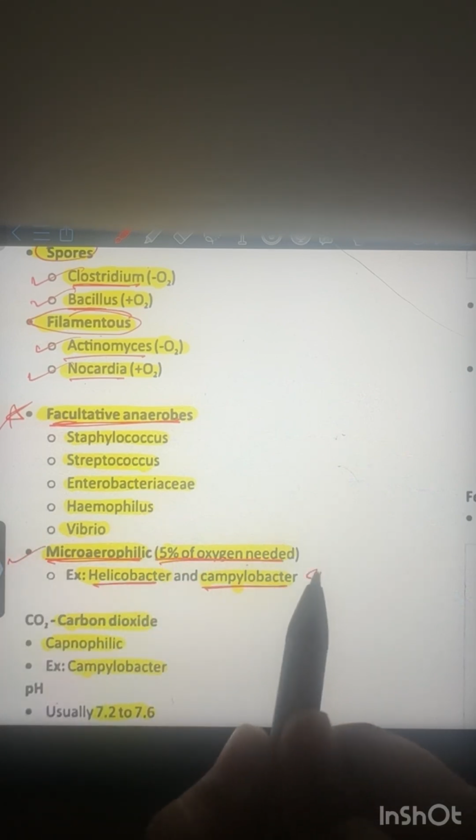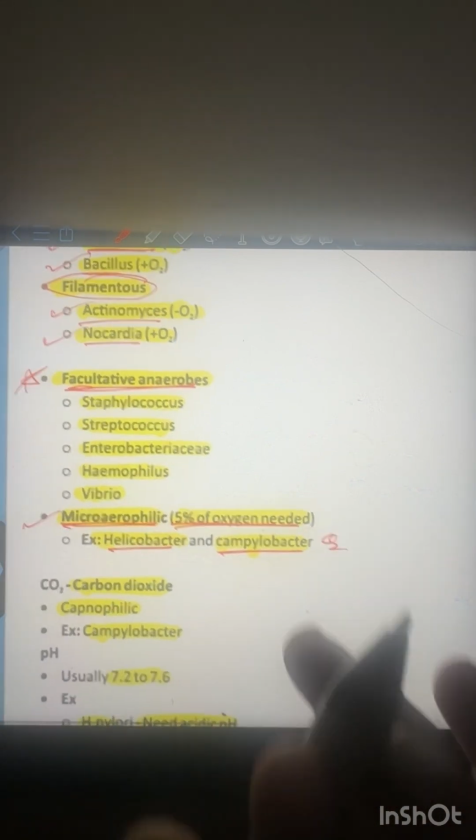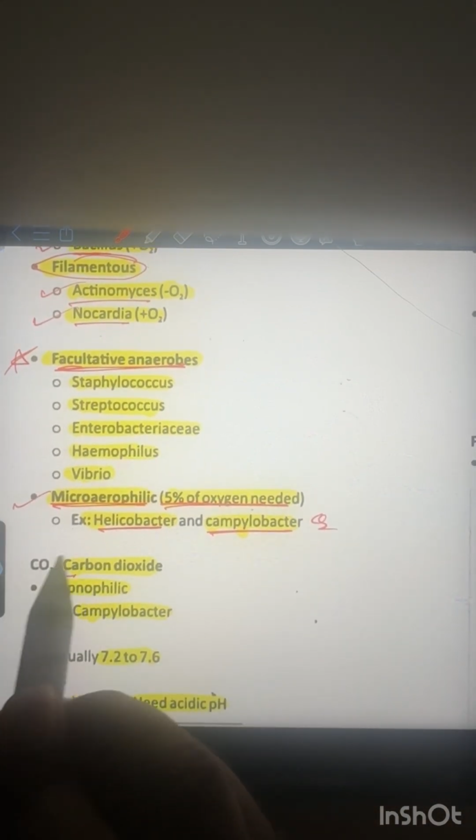So coming all the way back, I've spoken about the need for oxygen, but some of them say that we need carbon dioxide. Carbon dioxide is capnophilic, and one example of a capnophilic organism is going to be Campylobacter.